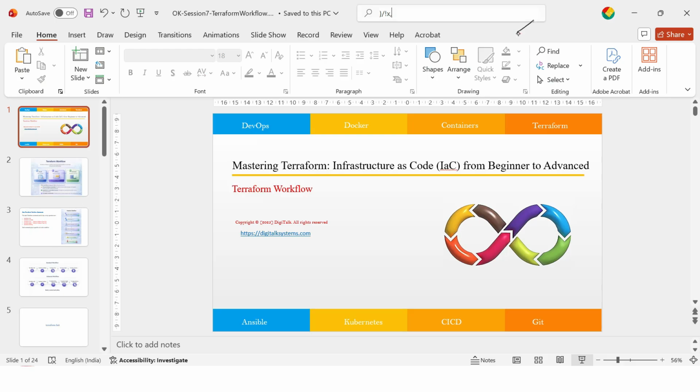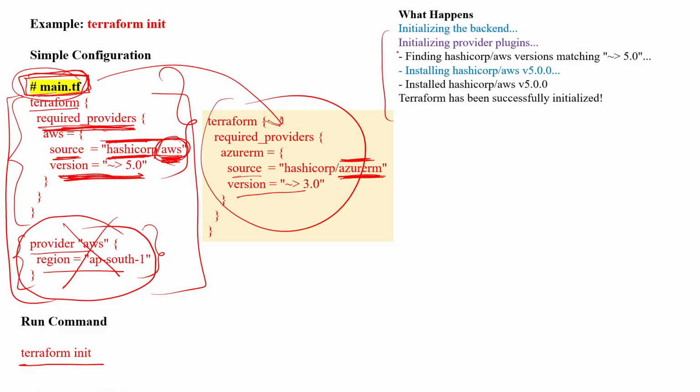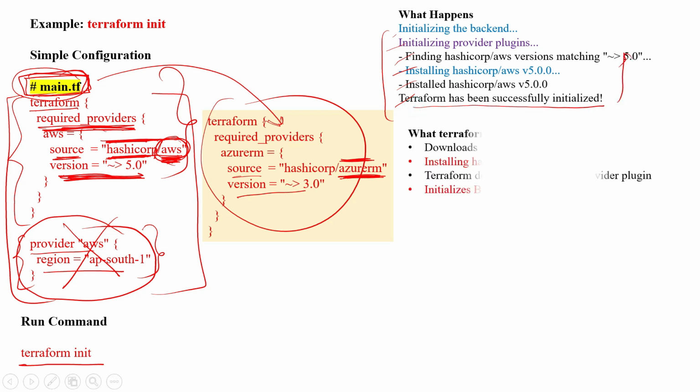Okay, initializing the backend, then initializing provider plugins, then finding HashiCorp/AWS version matching 5.0, installing HashiCorp AWS 5.0, and then Terraform has been successfully initialized. So before that, you will see this output.